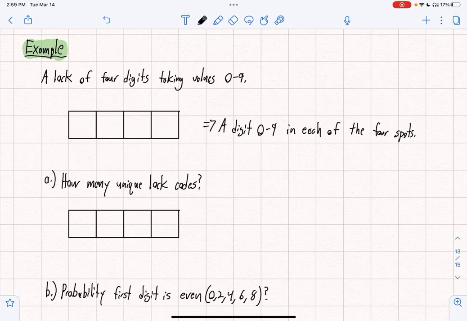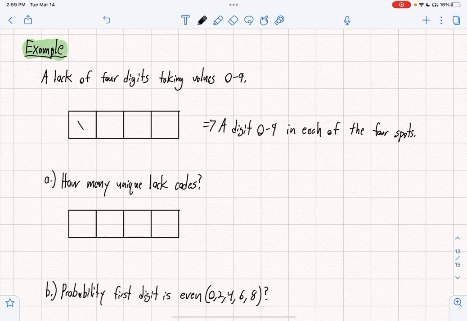Okay, let's do some examples practicing our counting techniques. So to do that, I have, let's say, a lock that inputs 4 digits, each digit taking on values between 0 and 9. So there are 10 different options in terms of numbers. So that's kind of what this lock represents.